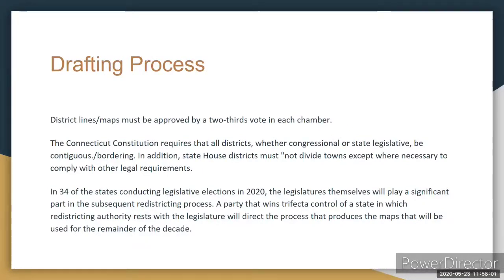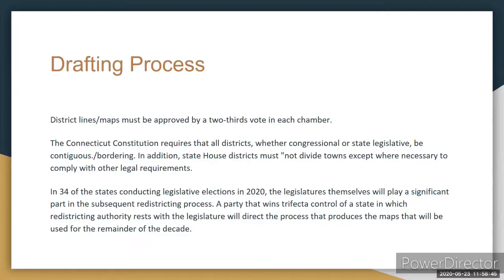District line maps must be approved by a 2/3 vote in each chamber. If the state legislature is unable to approve new maps, a backup commission is convened to do it for them. And if the commission can't do it, then a judge is appointed to do it. The Connecticut Constitution requires that all districts, whether congressional or state, be contiguous or bordering. In addition, state house districts must not divide towns, except where it's necessary to comply with other legal requirements like population. And we'll see in the map later, this has been the case because Waterbury has several districts within it.